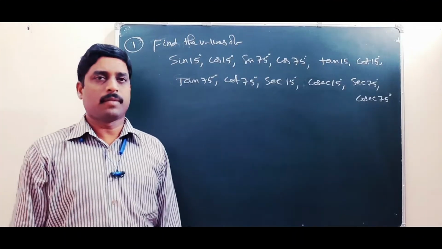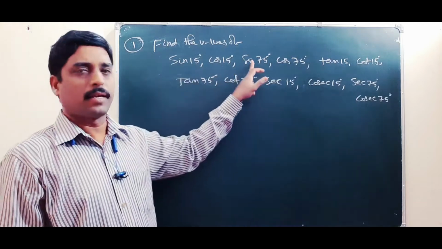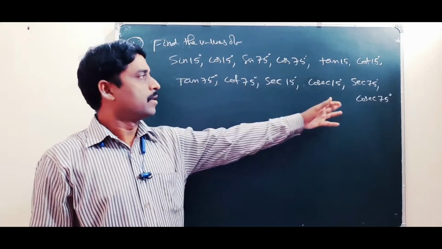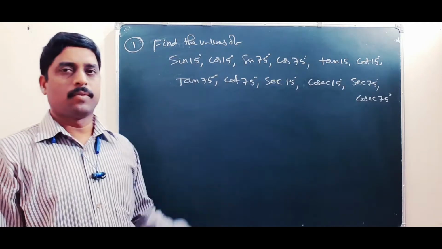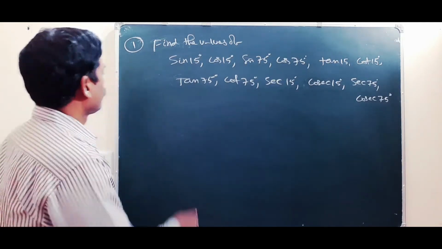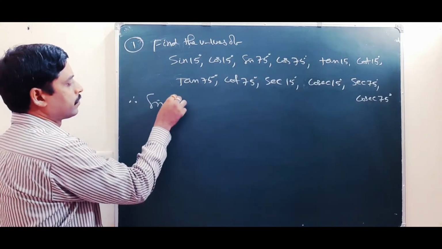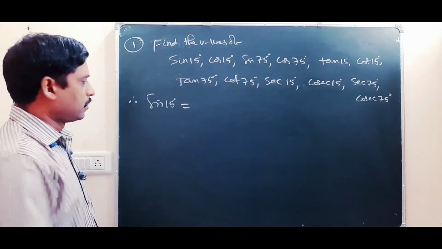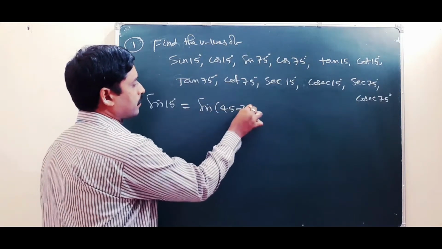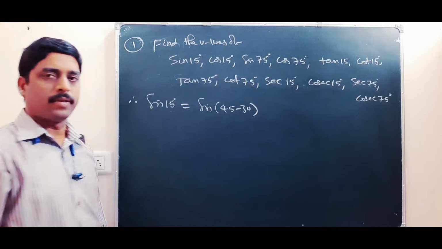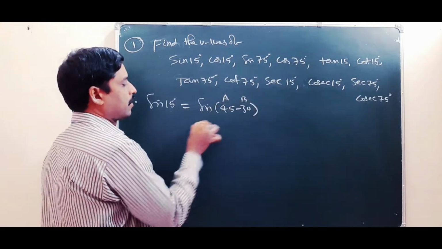Okay, now explain question number 1. Find the values of sin 15, cos 15, sin 75, cos 75 up to cosecant 75. Okay, so these values are most important. First, I explain sin 15 value. This 15 can be written as sin 45 minus 30, using sin a minus b formula.